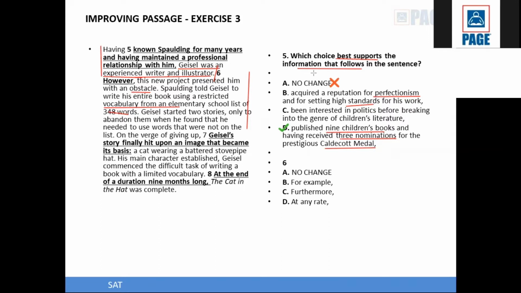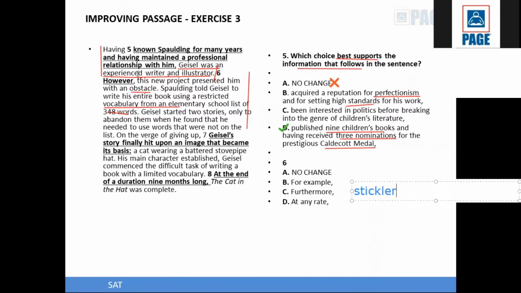So which sentence gives more information that he had a professional relationship? The professional relationship is he was a writer and illustrator, and he was an experienced writer. So which sentence talks about an experienced writer? Perfectionist is not experienced. A person who does things perfectly is called a stickler, which you may get in vocabulary. A stickler is a person who takes lots of time to do the work, because they're more worried about perfection, not about the amount of work they do. So it cannot be experienced.